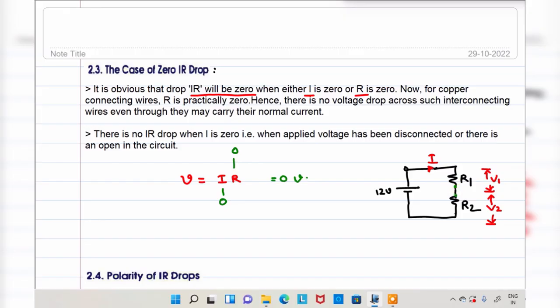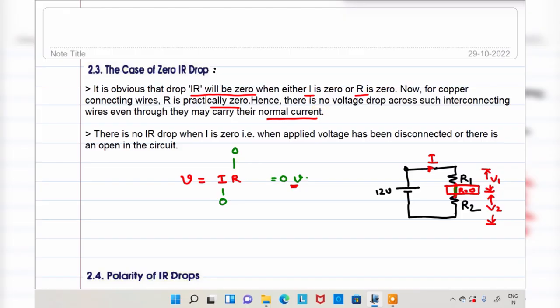Now for copper connecting wires, for example, this is very, very important. Here these two resistors are joined by some wire, yes or no? That connecting wire, for example, is copper. For a copper connecting wire, R is practically 0. There is no drop because the resistance in this connecting wire is neglected, that is 0. Whenever resistance is 0, what about IR drop? It is 0, that is neglected. Hence there is no voltage drop across such interconnecting wires, even though they may carry their normal current.